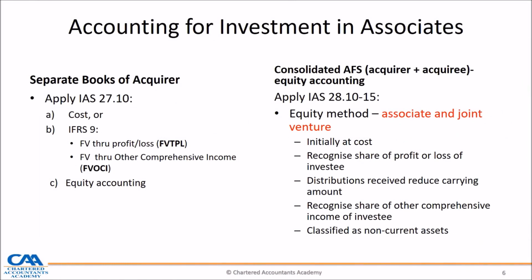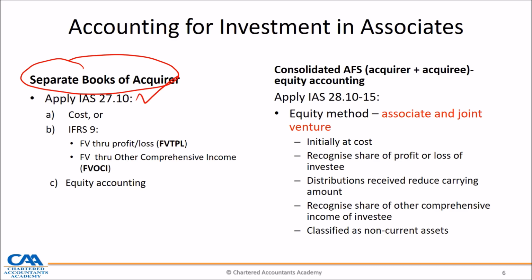So let's jump now to the accounting part. How do you account for an investment in an associate? There are two types of accounting that you need to consider. The first is when you make an investment, there's accounting for that investment in your own separate books. So you need to consider, how do you account in your own separate books first? Accounting for investment in associates, investment in joint ventures, and investment in subsidiaries is done in IAS 27.